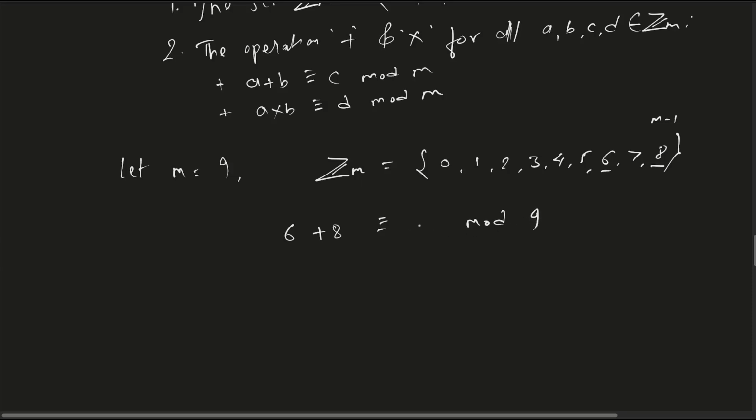Now what would the remainder be for this? 6 plus 8 is equal to 14, and 14 divided by 9, the remainder would be 5, and this 5 falls inside the ring. Another example would be to multiply, 6 times 8, which is 48. This is going to be equivalent to something mod 9. 48 over 9: 9 times 5 is 45, so the remainder is 3, and this 3, you guessed it, falls within the ring.